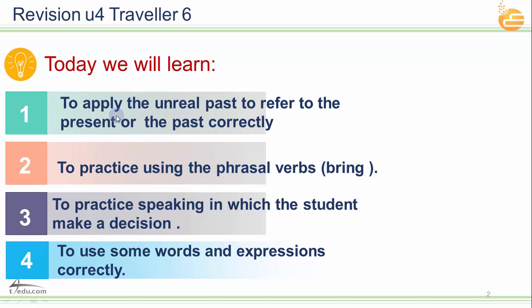So for number 1, we're going to apply the unreal past in 3 ways. We can refer to the past. We can refer to our wishes now and our wishes for the future. And number 2, we're going to practice using the phrasal verbs with the verb bring, like bring on, bring about, bring with, and so on. And for number 3, we're going to chat and speak, where we can find tips and advice to make a decision. So how do we make a decision? There are tips to do this. And for number 4, we're going to remember some words and expressions and how we use them correctly.